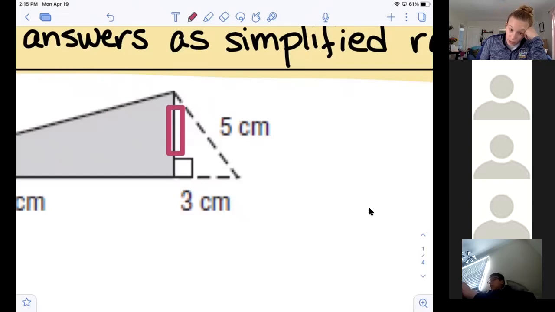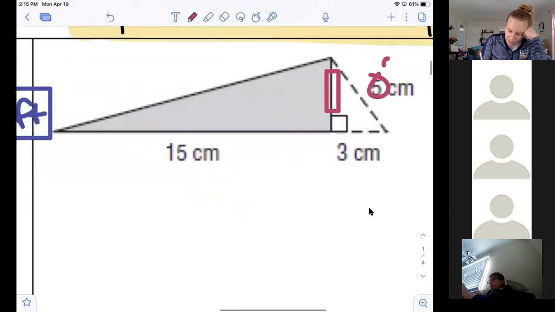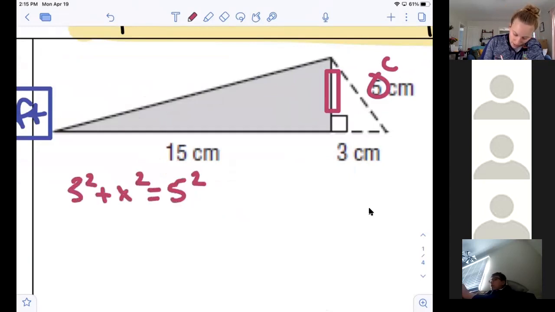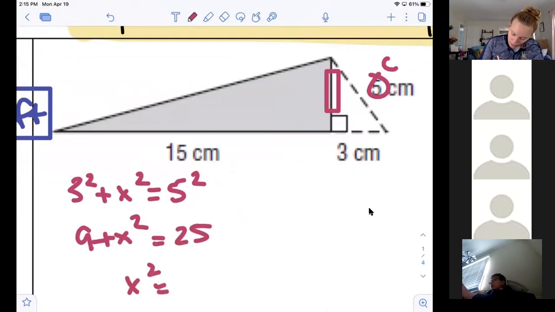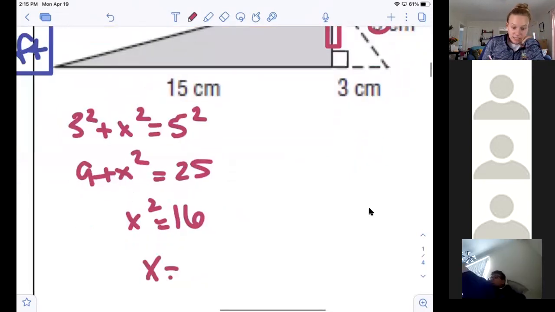So I'm going to do 3 squared plus, we could just call this x squared, and then equals 5 squared. 5 is my c, so I got to make sure that that's by itself. So we'll do 3 squared plus x squared equals 5 squared. 3 squared is 9, x squared, and then 5 squared is 25. Minus 9 from both sides, x squared equals 16. Oh, and then perfect. 16 is a perfect square, so that just equals 4.